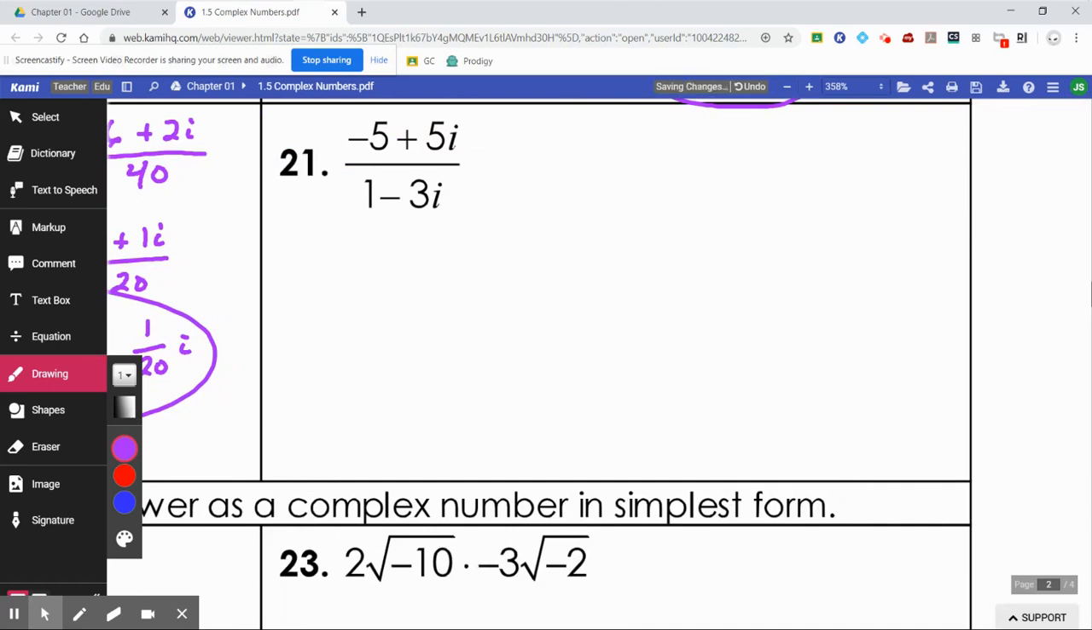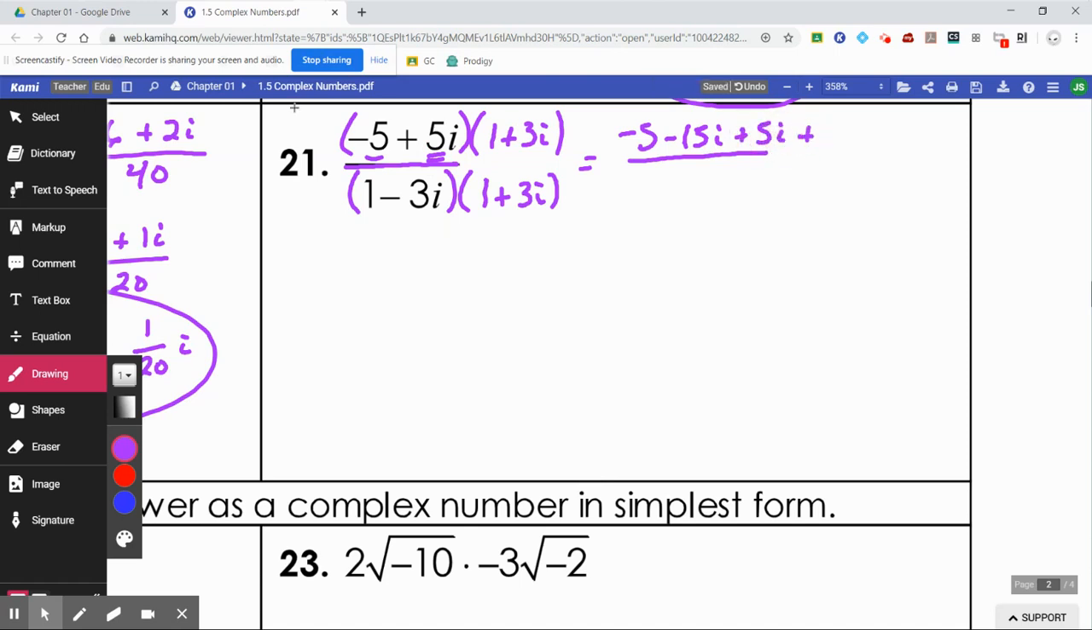Number 21. Same thing, you have 1 minus 3i on bottom. Let's multiply by 1 plus 3i to get rid of that i on bottom. Again, this is just like dividing complex numbers: a complex number divided by a complex number, and we're going to get another complex number. On top, we do have to FOIL this. Negative 5 times both would be negative 5 minus 15i. Positive 5i times both would be a positive 5i plus 15i squared.